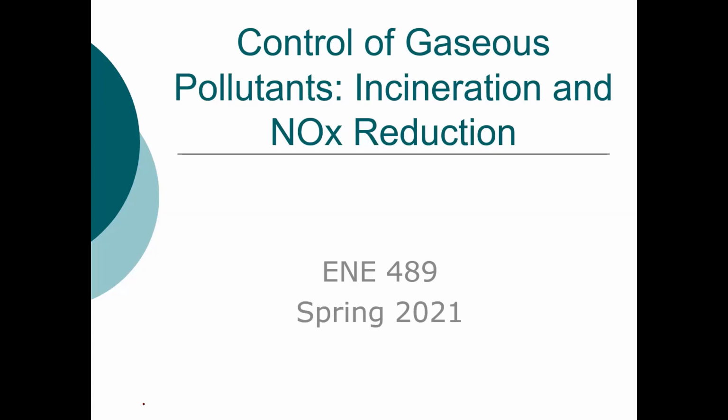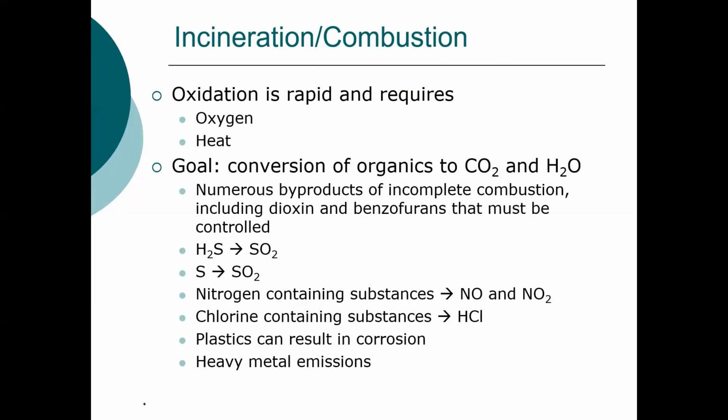The final unit we'll discuss this semester is the control of gaseous pollutants. We'll look at incineration and we'll look at NOx reduction. So we often use oxidation systems to destroy organic chemicals that are either classified as volatile organic chemicals or may be air toxins. We use oxidation because it's rapid. It requires oxygen and heat.